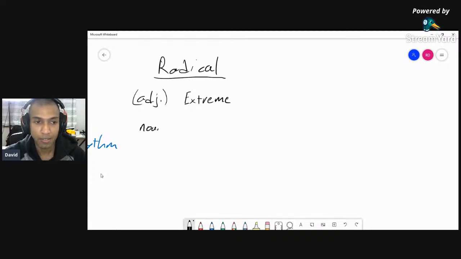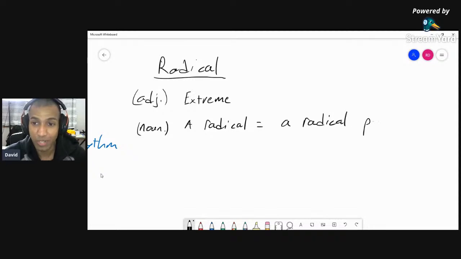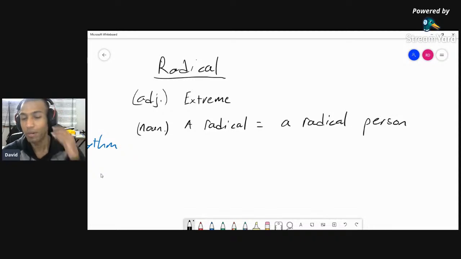What about as a noun? We could also call those people radicals. So a radical can mean a radical person, which just means an extreme person or a person who has very radical ideas, very extreme ideas and beliefs.